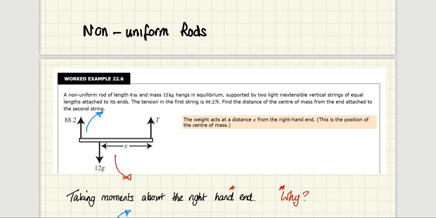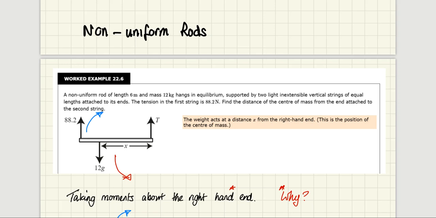What we've got today is two things. We're extending the moment stuff. So we're looking at what happens when your rod is not uniform. What does that mean? It's when it's not equal. The mass. So basically, what it means is its center of mass is not the center of the rod.